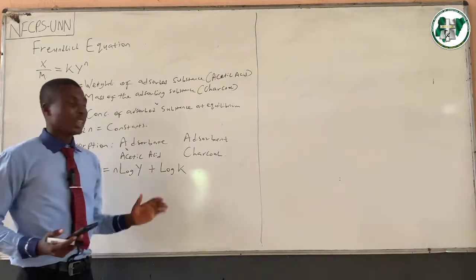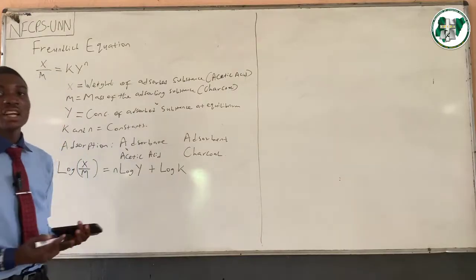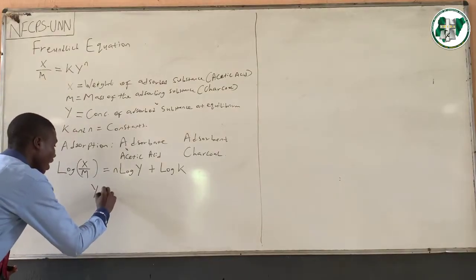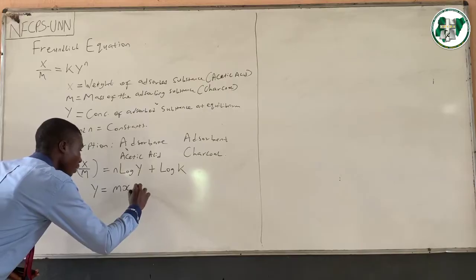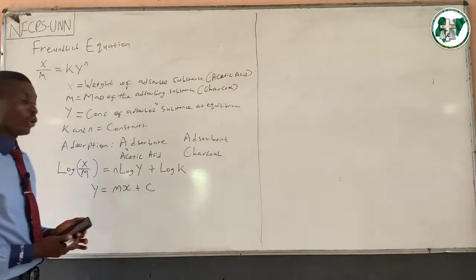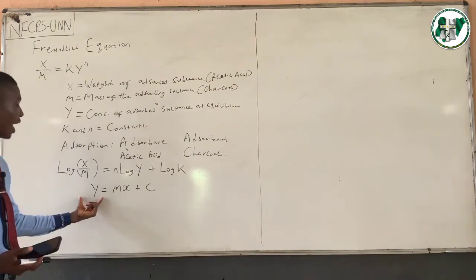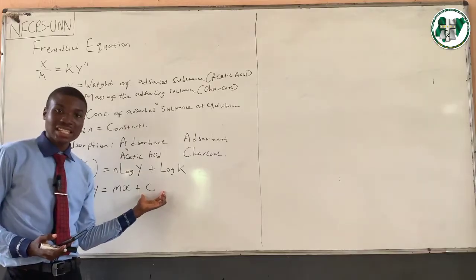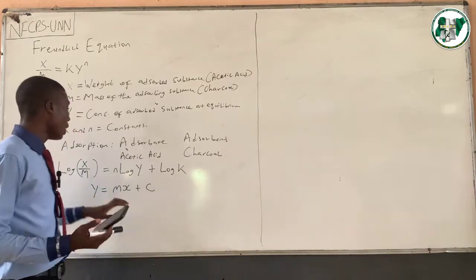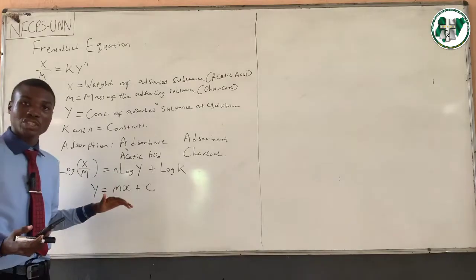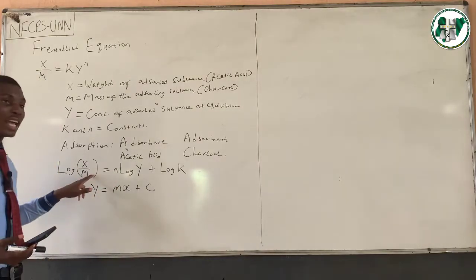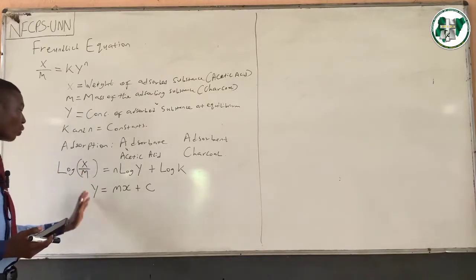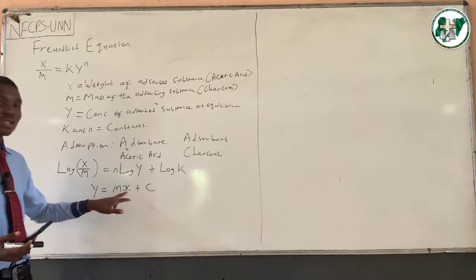Now, this particular equation can be likened to the equation of a straight line graph, which we already know to be y equal to mx plus c. This is the equation of a straight line graph. This is on the y-axis, this is on the x-axis, and m represents the slope and c represents the intercept on the y-axis. Now, if we want to compare this equation to that of a straight line, it simply means that the log x over m is like something that can be on the y-axis. You can plot it on the y-axis. Then the log y can be plotted on the x-axis.